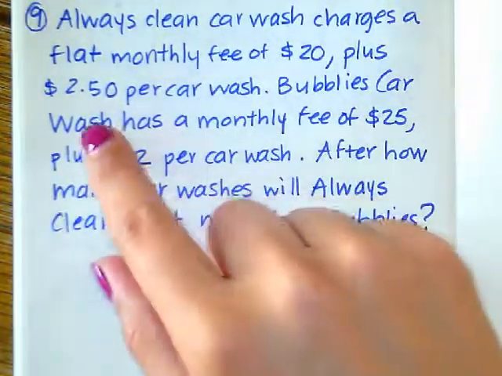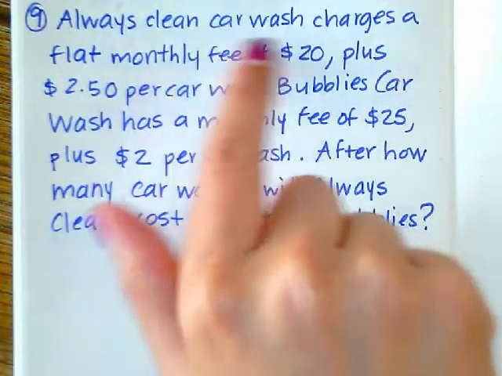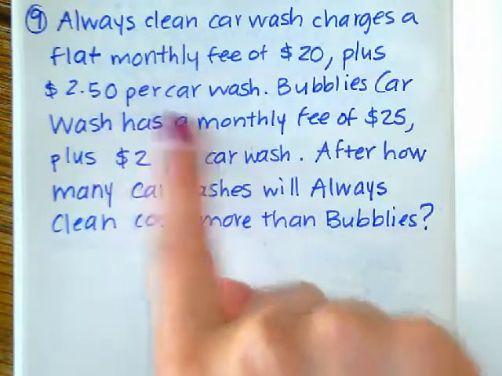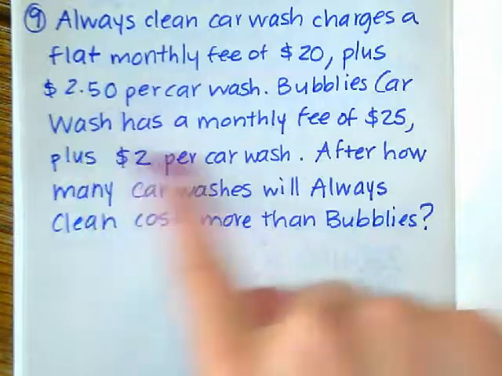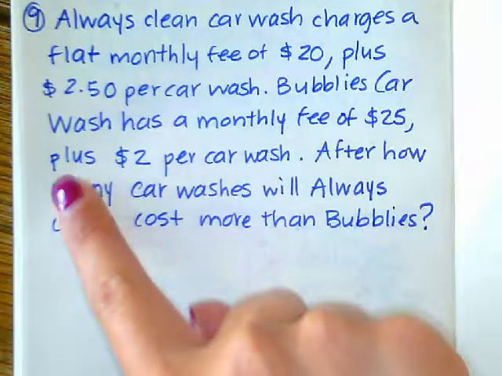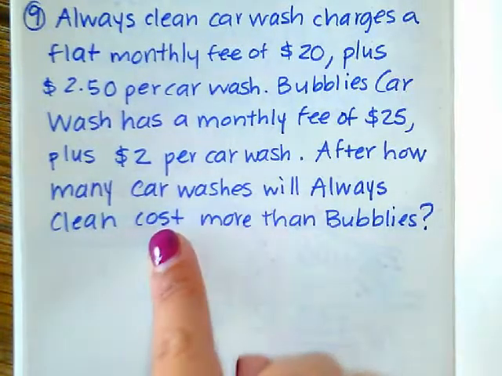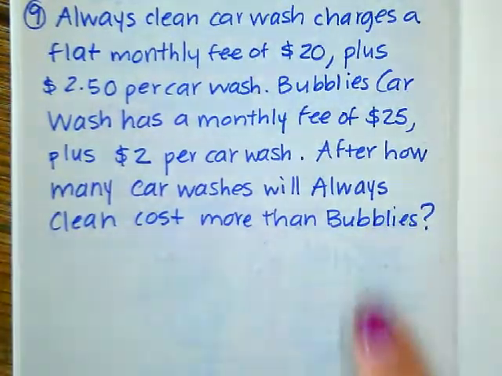So number 9 is another word problem. Number 9: Always Clean Car Wash charges a flat monthly fee of $20 plus $2.50 per car wash. Bubbly's Car Wash has a monthly fee of $25 plus $2 per car wash. After how many car washes will Always Clean cost more than Bubbly's?